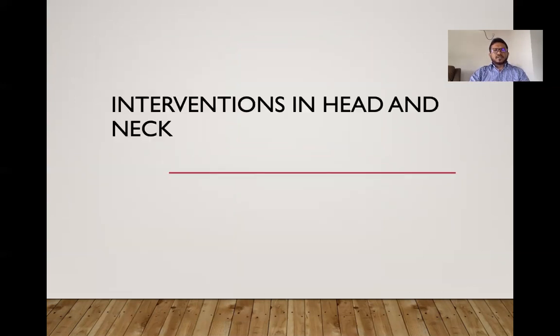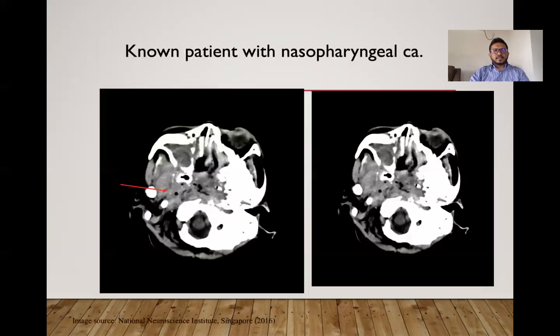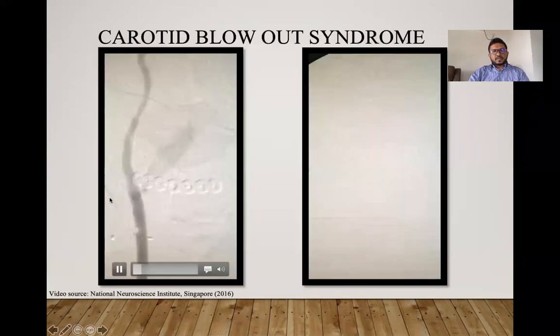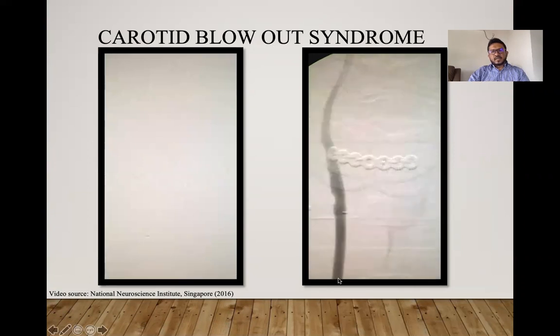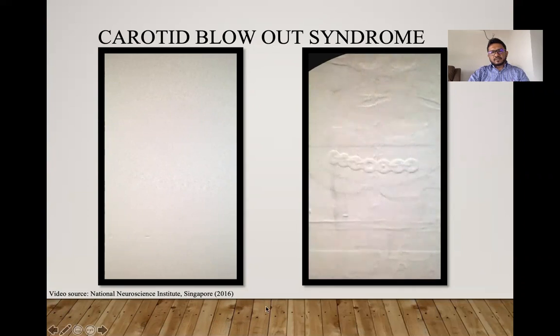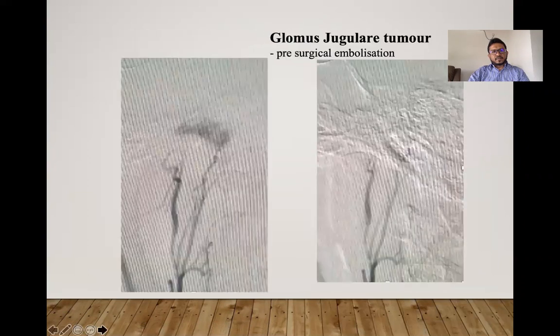So moving on to some of the interventions in the head and neck. This is a patient with known nasopharyngeal carcinoma. You can see that there's a lesion on the right side of the neck, which was ultimately eroding into the common carotid, and you can see there's a pseudoaneurysm. This is carotid blowout syndrome, which is life-threatening. And then you go ahead and put a covered stent across it, saving the life of the patient.